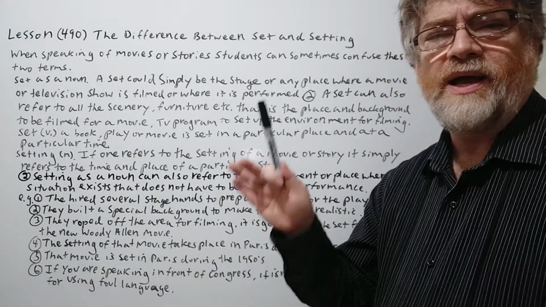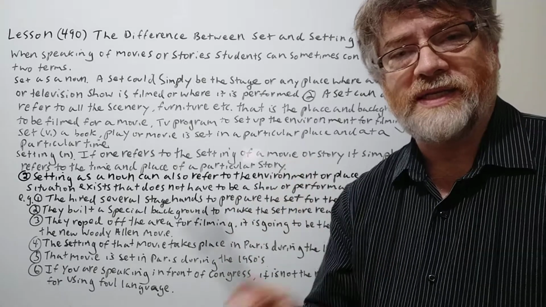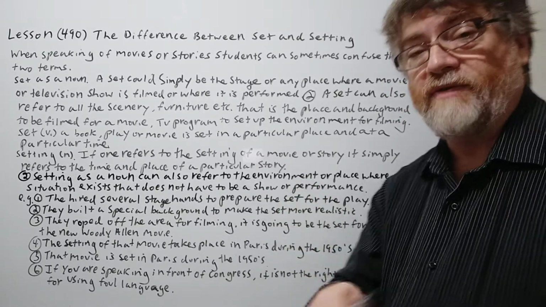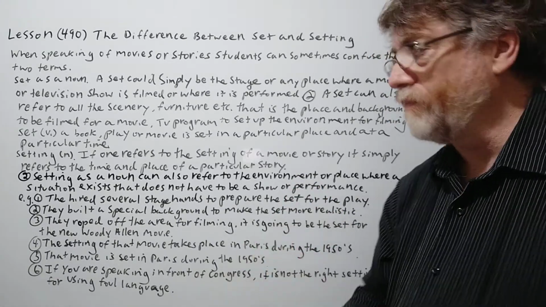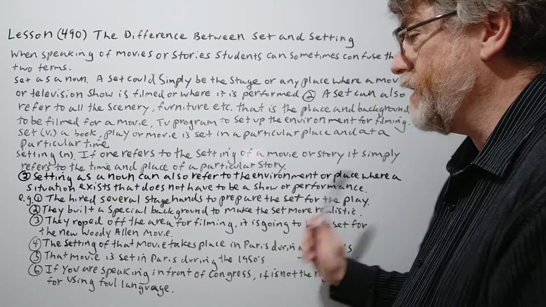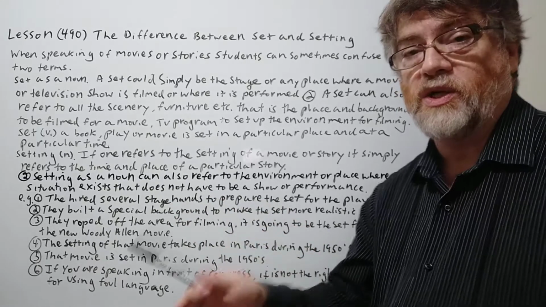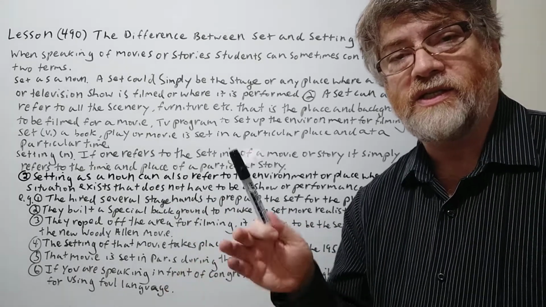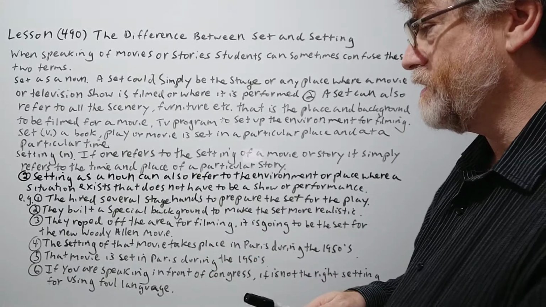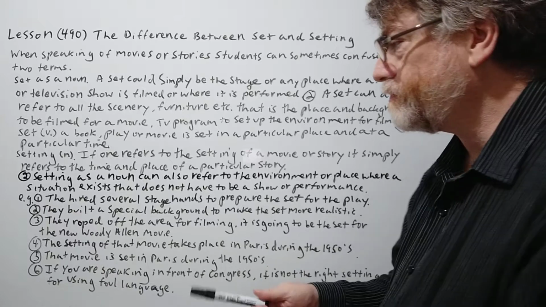Okay, so this is why it can get confusing. I can understand why students, especially students of ESL, English as a second language, can get confused about this. All right, and now we have another meaning of setting too. Setting as a noun can also refer to the environment of a place where a situation exists that does not have to be a show or performance or have anything to do with it. That can also be the setting too. But let's continue. And I give you 6 examples to try to clarify this.